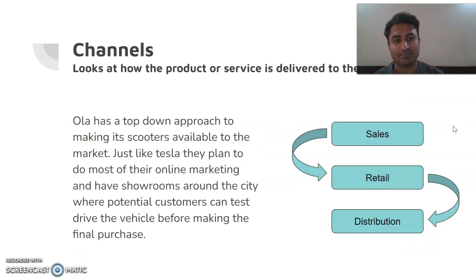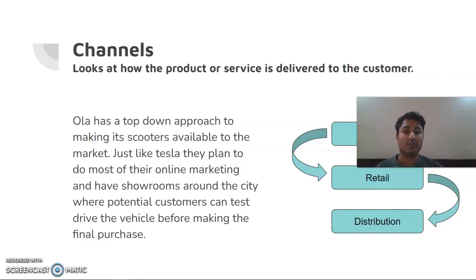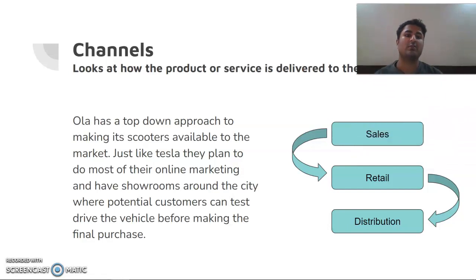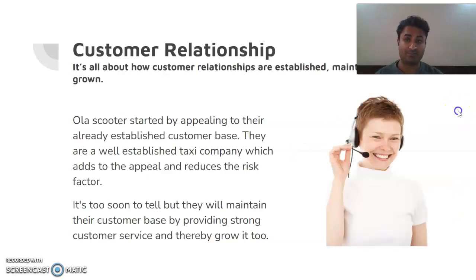The next main component of the BMC is channels. It looks at how the product or service is delivered to the customer. Ola has a top-down approach to making its scooters available to the market. Just like Tesla, they plan to do most of their online marketing and have showrooms around the city where potential customers can test drive the vehicle before making the final purchase.